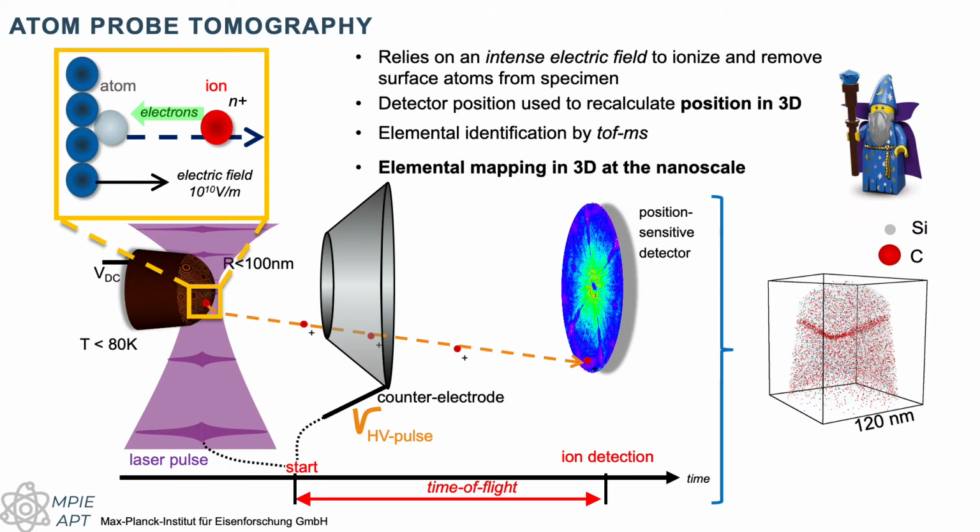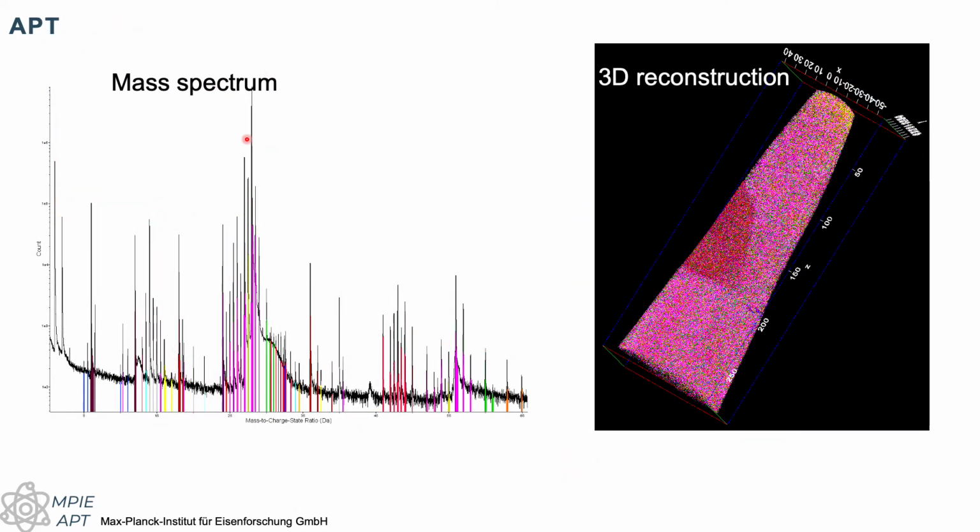And all of this, through a bit of magic, we turn into this three-dimensional point cloud, showing each point being one ion that was identified and reconstructed. So yes, we want the mass spectrum and we want the 3D reconstruction. This is what we want from an atom probe dataset.